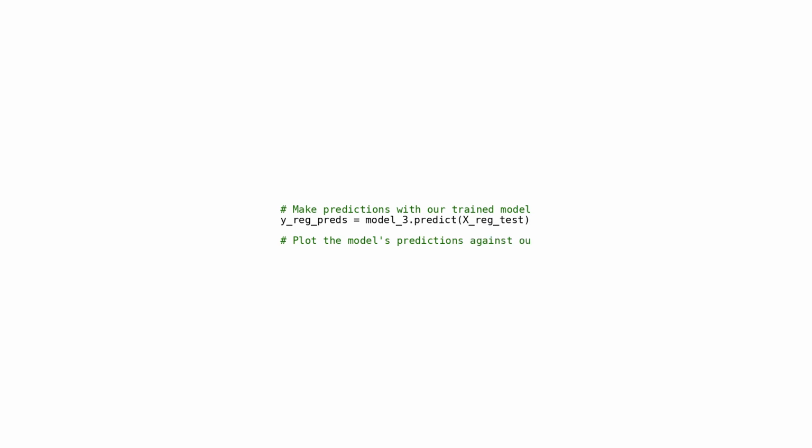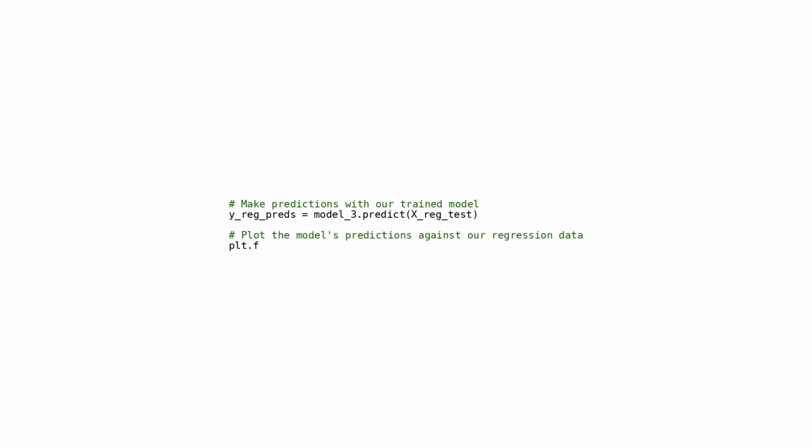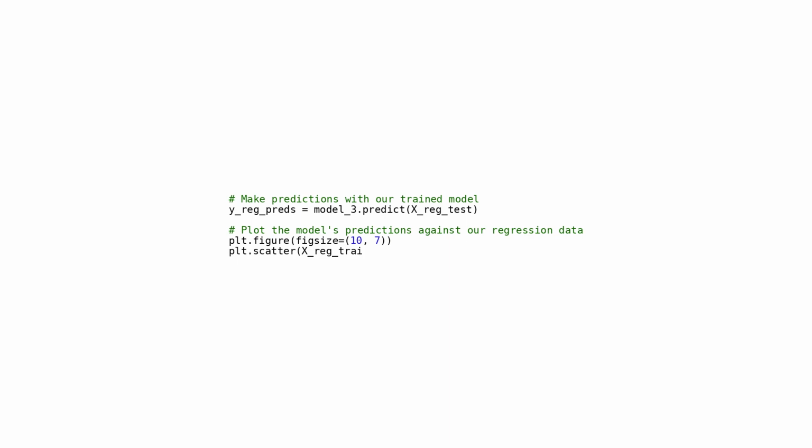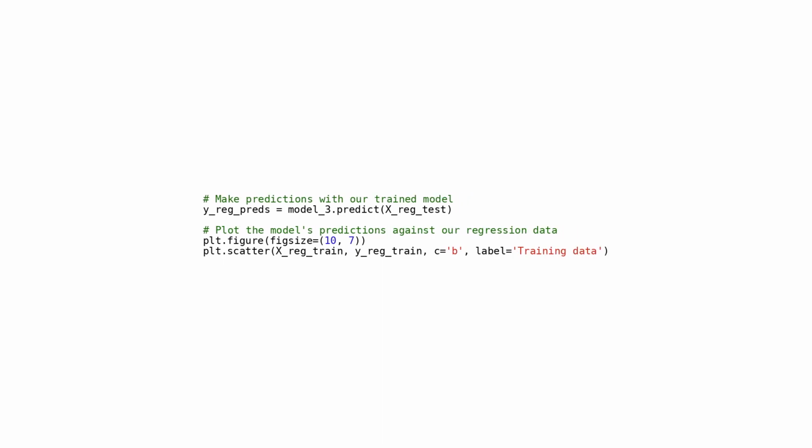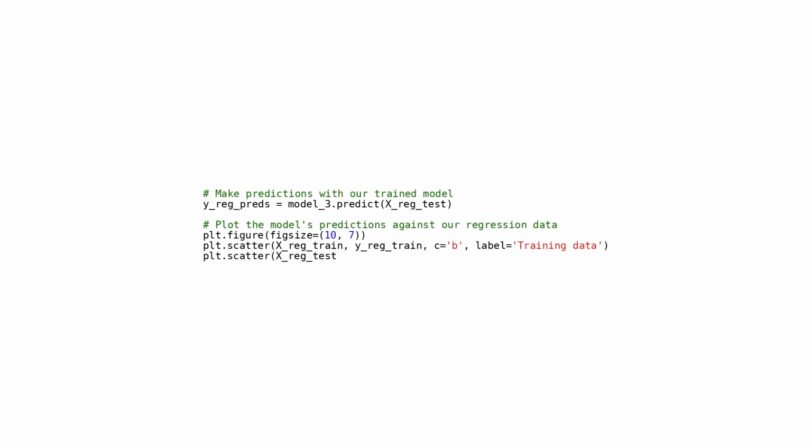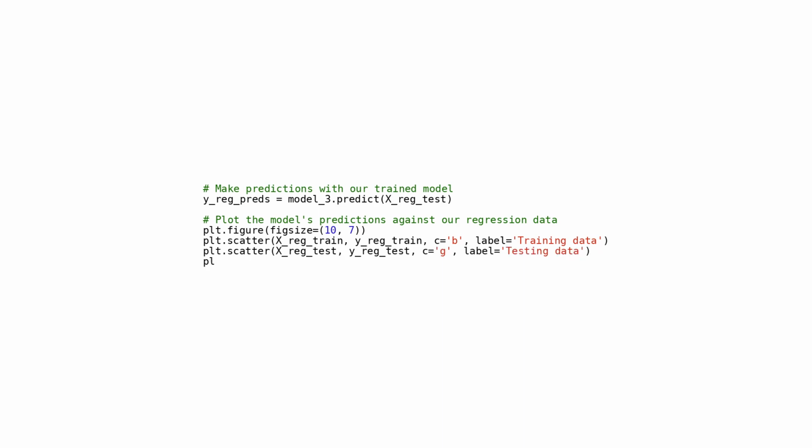This code is using a trained model named model_3 to make predictions on a dataset referred to as x_reg_test. After generating the predictions, denoted as y_reg_preds, it proceeds to visualize the results using matplotlib, a plotting library for Python. A new figure with a size of 10 by 7 inches is created for the plot. The training data, x_reg_train and y_reg_train, are plotted as blue points, while the test data, x_reg_test and y_reg_test, are plotted as green points, illustrating the actual data the model is being evaluated against. Additionally, the predictions made by the model on the test data are plotted as red points.